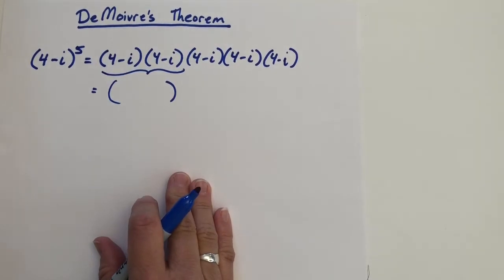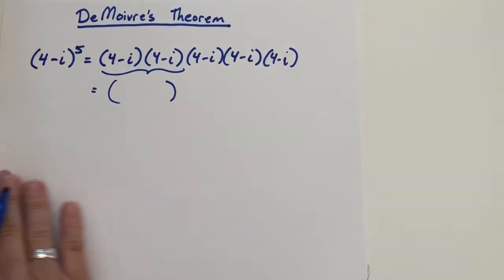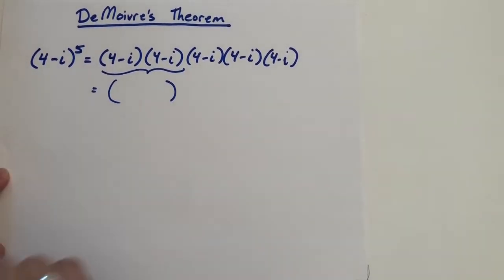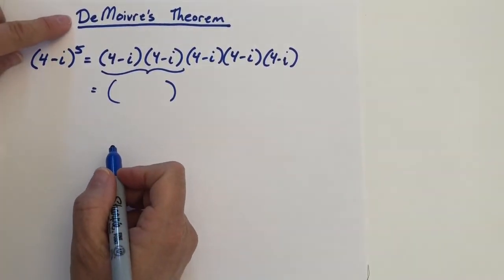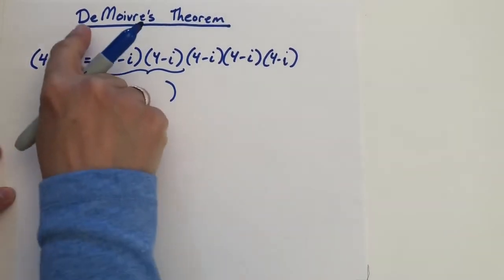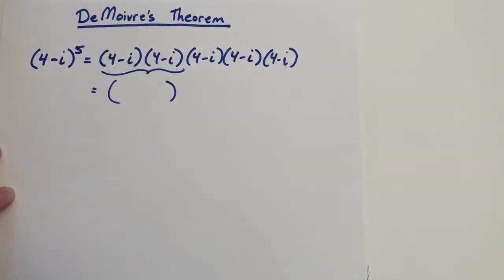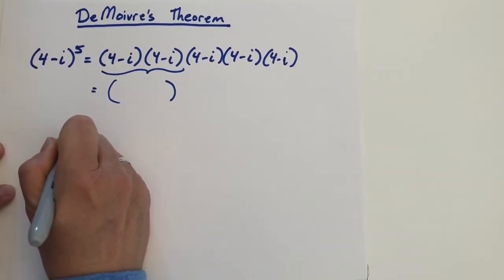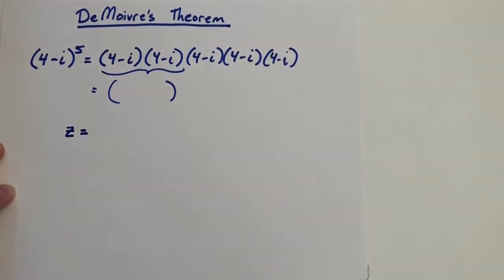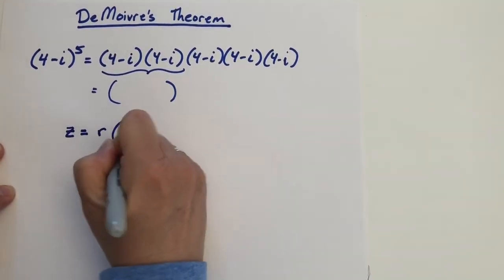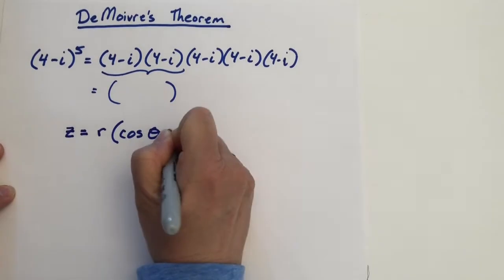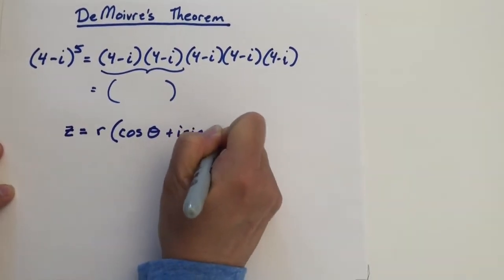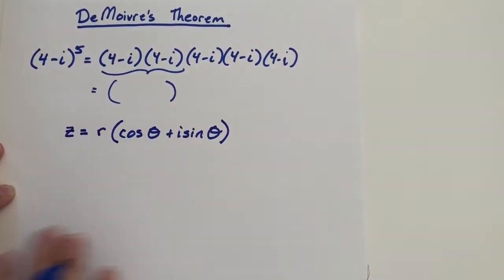And then as another possibility, you could use the binomial theorem to raise 4 minus i to the 5th power. But I don't want to talk about either one of those strategies. I want to talk about the efficient way to raise a complex number to a power, and that is using DeMoivre's theorem. So let's talk about what that would look like. Suppose I have z equals, and that's our complex number, equals r times cosine theta plus i sine theta. In other words, we're going to write the trig form or polar form of the complex number.